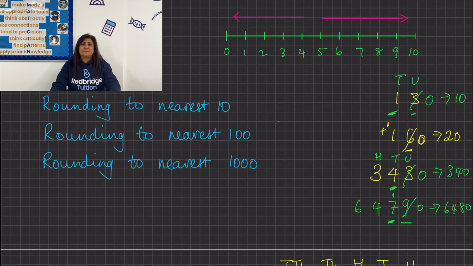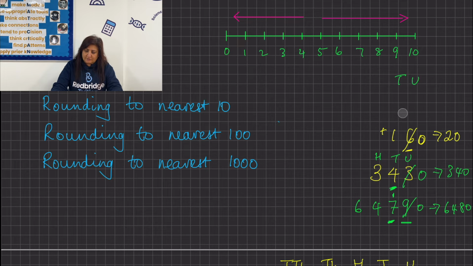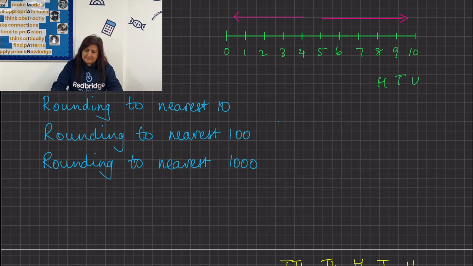The same principle applies when you are rounding bigger numbers. So let's look at rounding to the nearest 100 next. Let's say we have 249. This time we're rounding to the nearest 100. We go to the next column along, which is the 4.